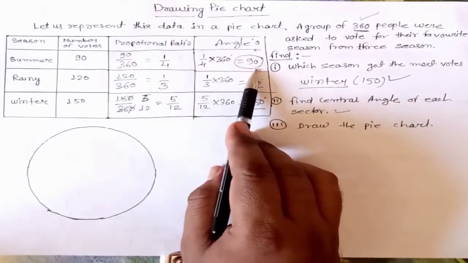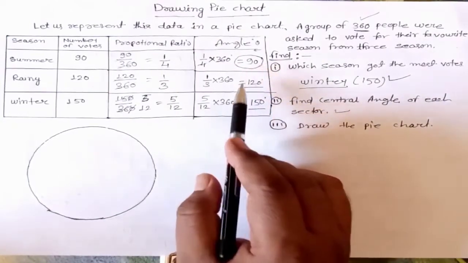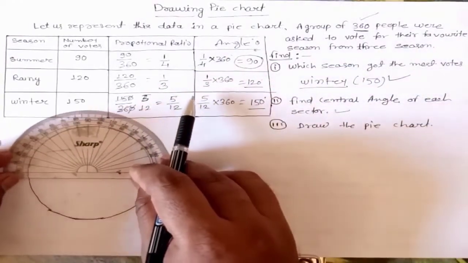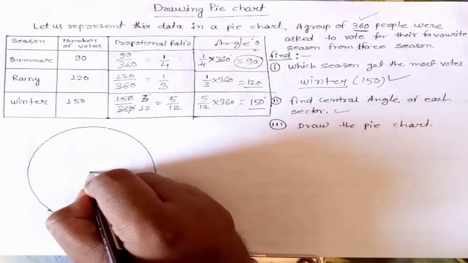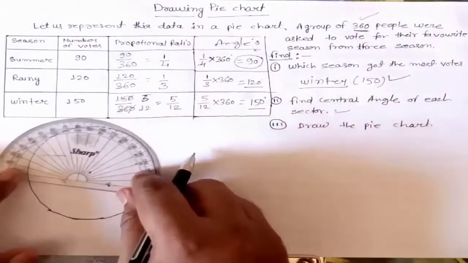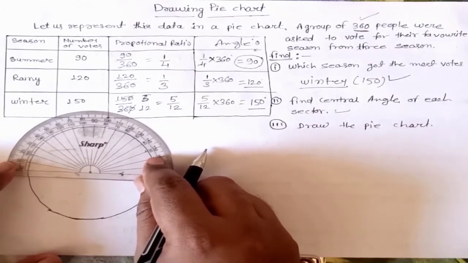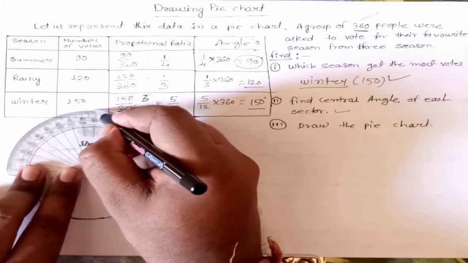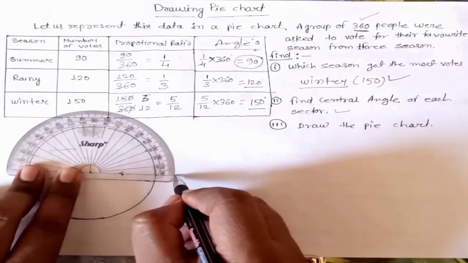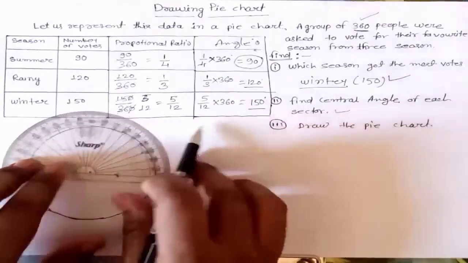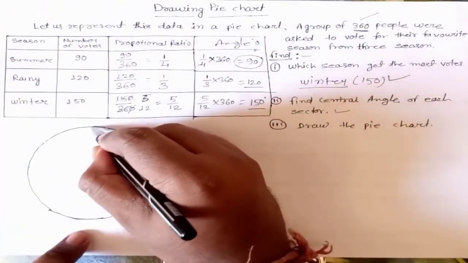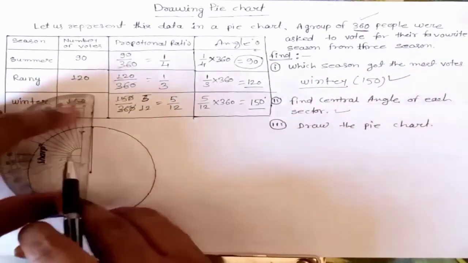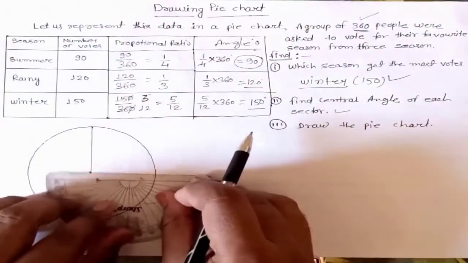Because first one is how much? That is 90 degree. So by the help of this protractor, you just keep it. Suppose the center is here, just make a center over here, put your protractor here, and mark your 90 degree. The baseline is here, you will get 90 degree. So then I'm making 90 degree over here like this, right? So for summer season, this will be 90 degree.